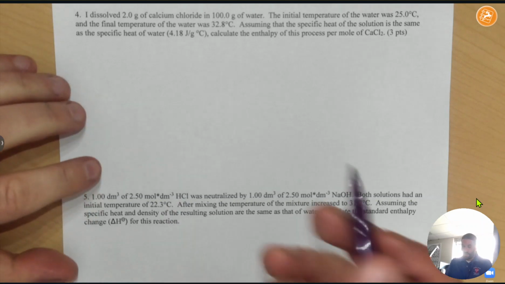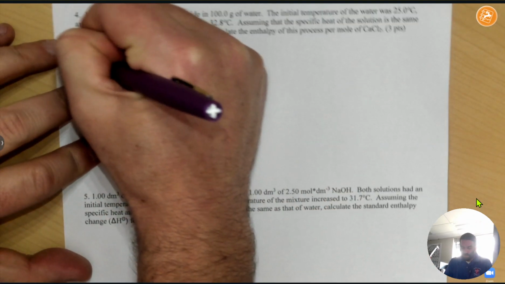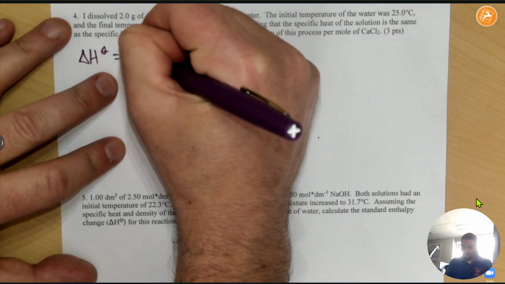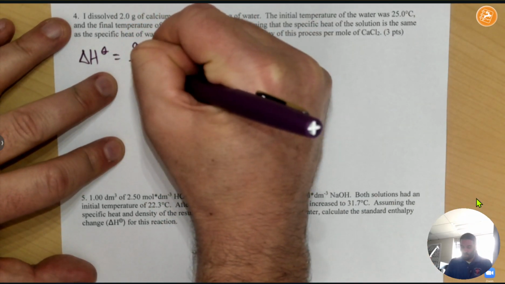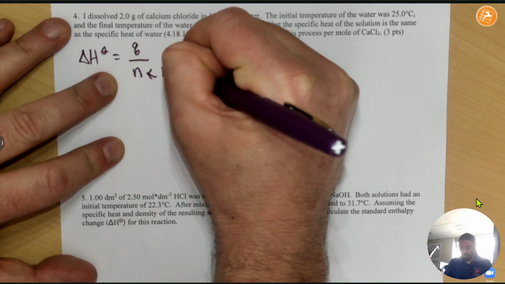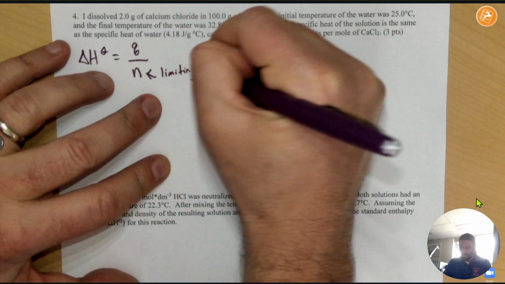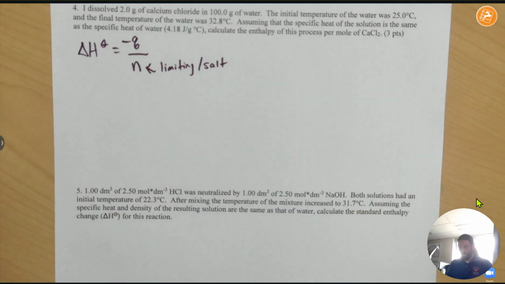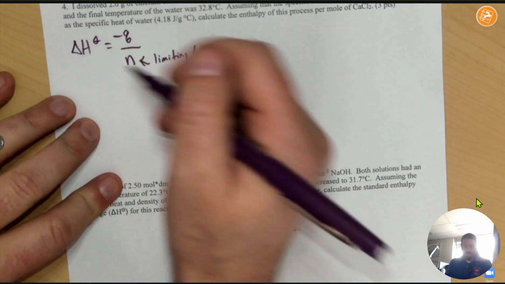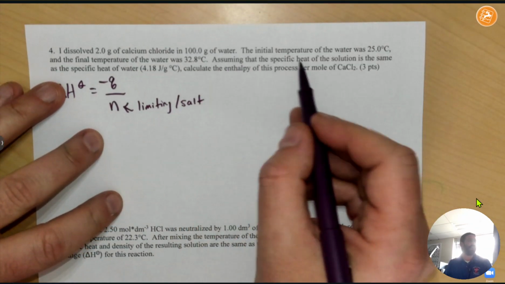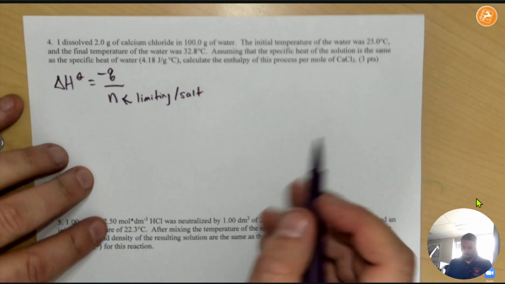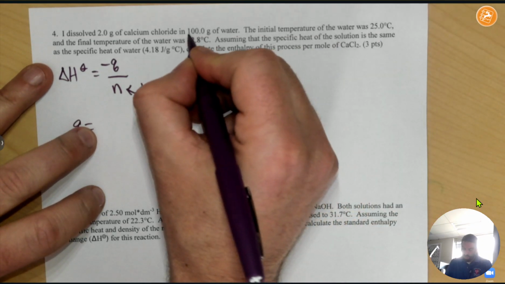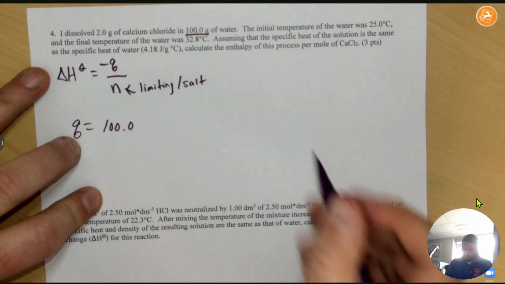Okie dokie, so we got to remember that when we're calculating a delta H for any reaction, it's going to be the heat change over the number of moles of either whatever the limiting reactant is or the salt that we are starting with. Don't forget, it's got to be negative. Okay, so let's first calculate Q. Now remember, when you put the salt in the water, it's the water that's experiencing the temperature change. So when we're calculating Q, it's just the mass of water that we plug in.